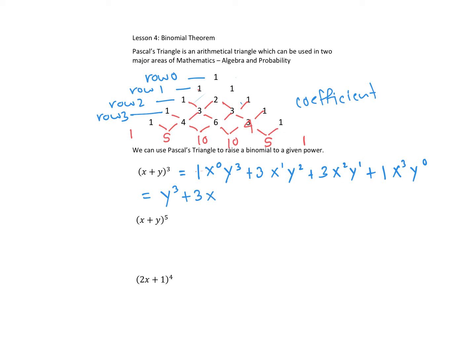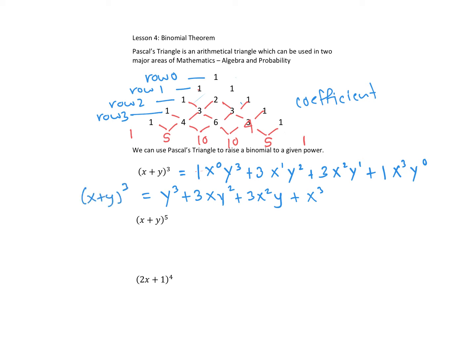We don't need the 1 on the x. We'll just put x, y to the power 2. And then 3x, 2, y to the 1. We don't really need the 1. And then in the last term, we don't need the 1. We've got the x to the 3, and we don't really need the y to the 0. So this is expanded, nice and tidy and cleaned up.